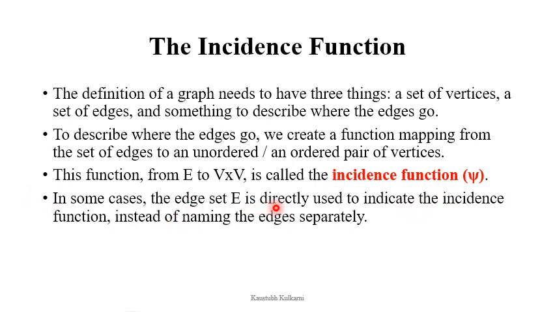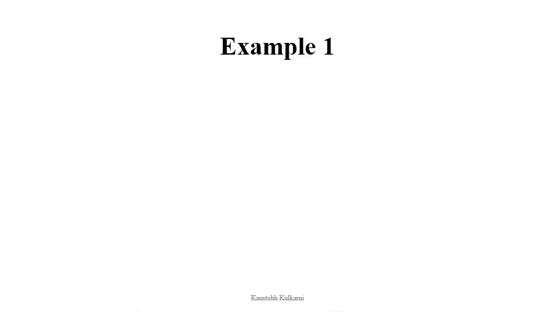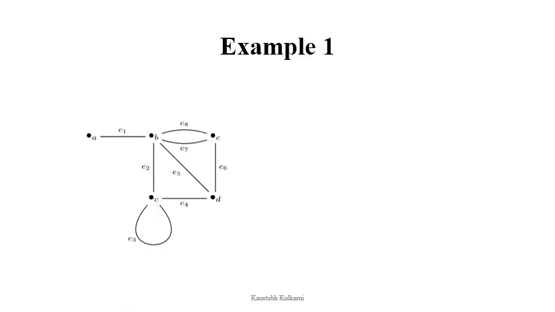In some cases, the edge set E is directly used to indicate the incidence function instead of naming the edges separately. That is, instead of having an edge set which describes just the labels of the edges, we simply represent that edge with its endpoints directly. Okay, so first let's take a look at the example of a graph.